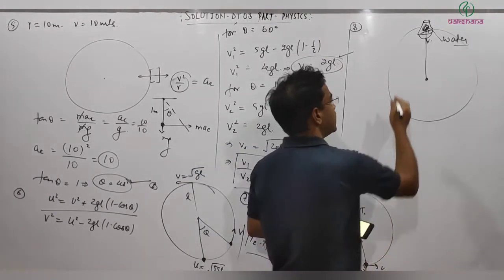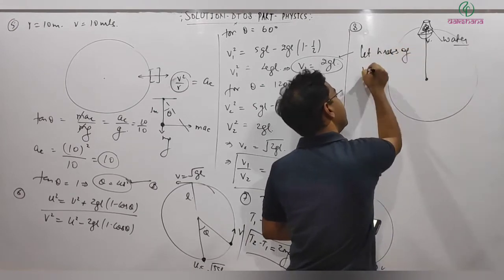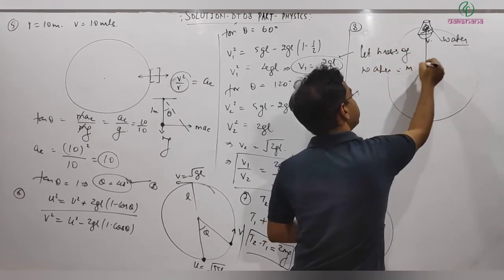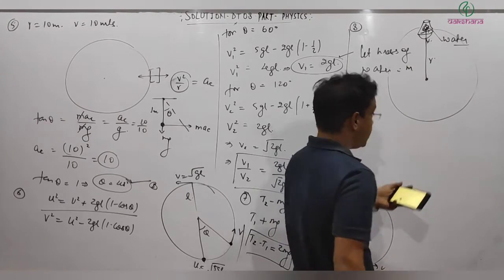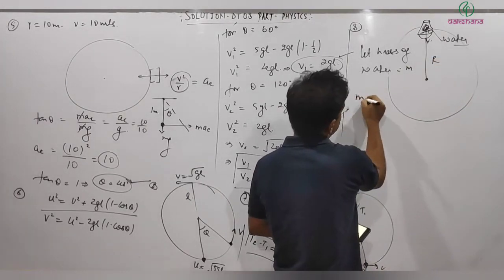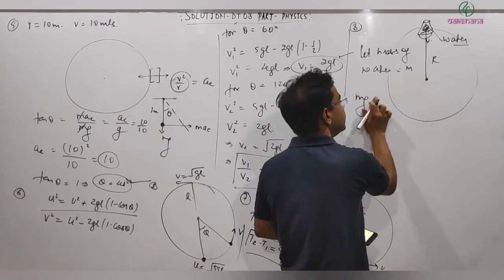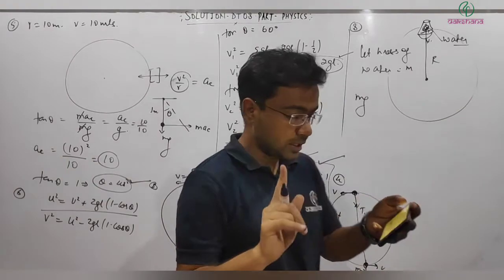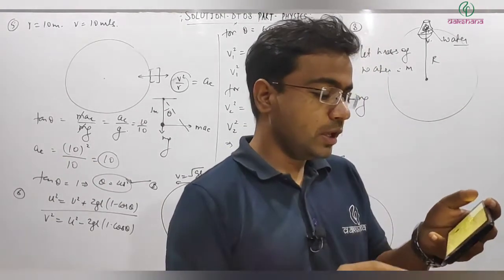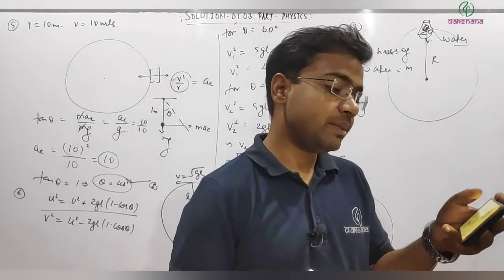Let's say the mass of water in the bucket is m, and the radius is given as capital R. Then I can write mg, if it is balancing exactly, or the required condition. The question says a small bucket containing water is rotated in a vertical circle of radius capital R by means of a rope.